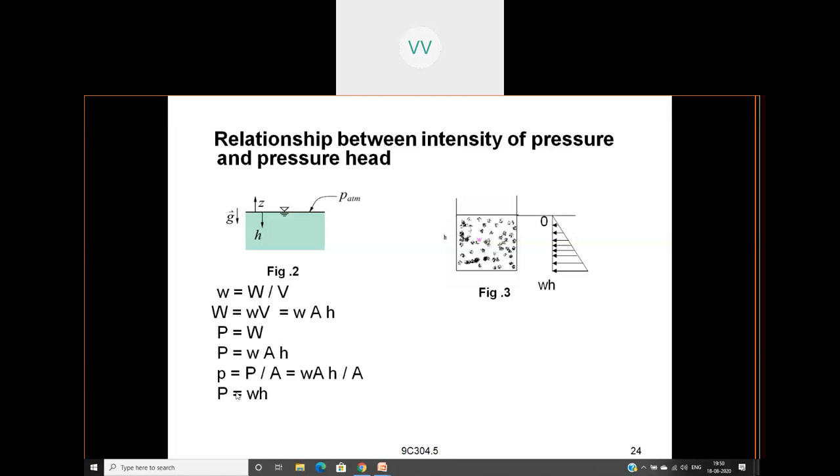So try to keep a mark and try to put it inside the box. P is directly proportional to H. That means pressure intensity is directly proportional to the depth from the top.